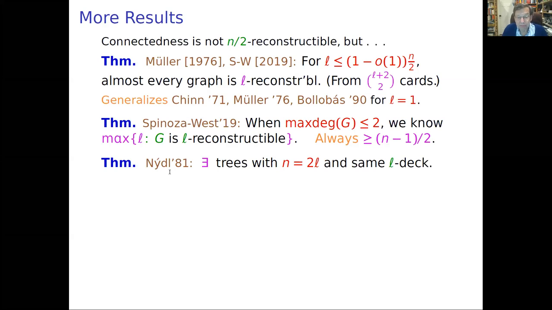And what about trees? One of the earliest results about reconstruction, a result by Kelly, was showing that trees are 1-reconstructible. And Nýdl produced trees with 2L vertices, two different trees that have the same L-deck. This is when L is bigger than two. So the example that I showed you, I mentioned taking a claw and subdividing two edges. If you take that claw and instead subdivide one edge twice, you get a different tree, but they have the same 3-deck. Those are graphs with six vertices and they have the same 3-deck.